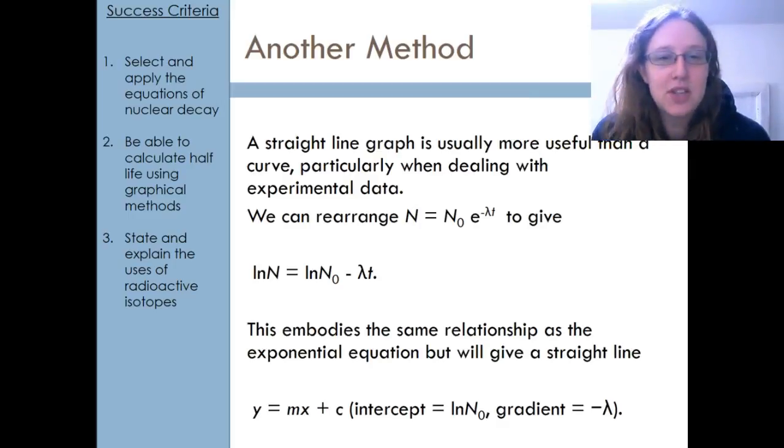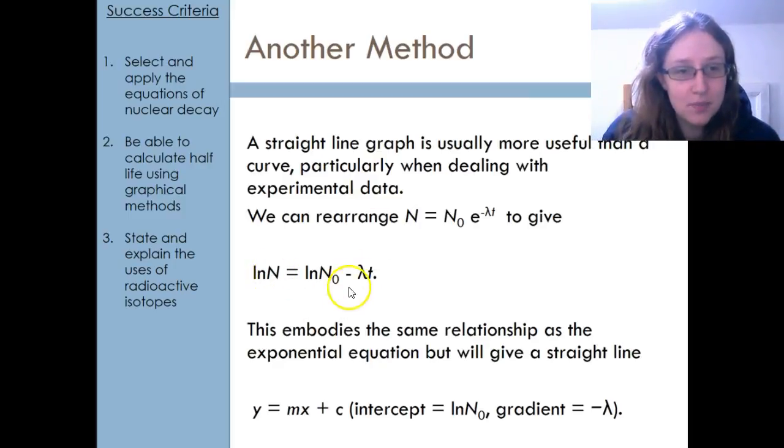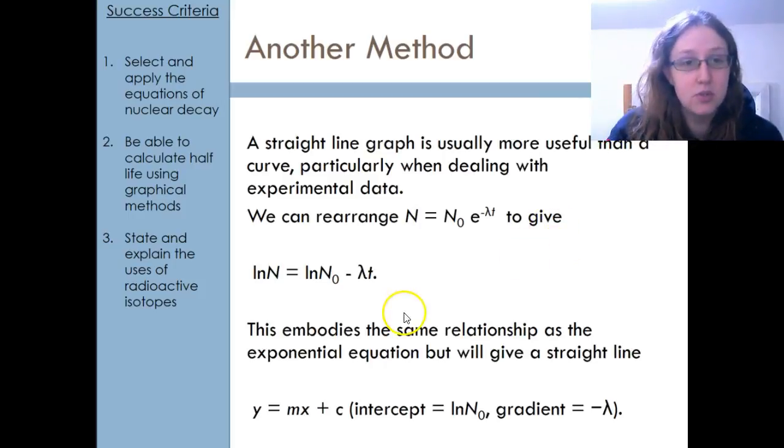So straight line graphs are more useful. If I've got N equals N naught e to the minus lambda t, I can take logs of both sides of that equation. So log N equals log of N naught minus lambda t. And that gives me a straight line, in the form of y equals mx plus c. Our intercept becomes log of N naught, my gradient is minus the decay constant, and I've plotted a graph of log of N against time. That's going to give me a straight line, and that's how we've reduced it to linear form. That's one you're just going to need to know.